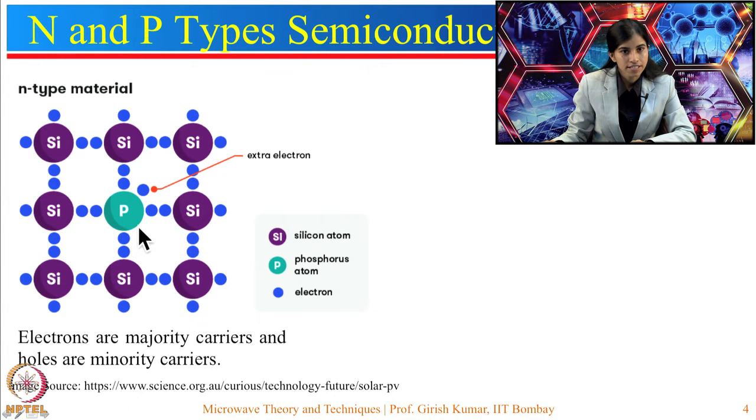A similar case happens with other impurity atoms. When the impurity atoms are added, the amount of impurity generally lies between 10 to the power 18 atoms per centimeter cube. In these N type materials, the impurity atom has a tendency to donate electrons. That is why this impurity atom is called a donor. In this N type of material, electrons are the majority carriers and holes are the minority carriers.